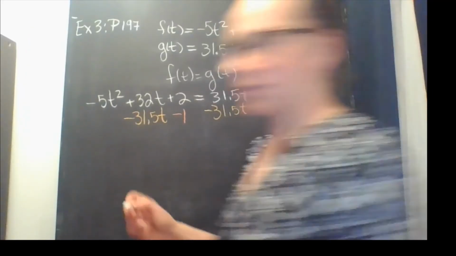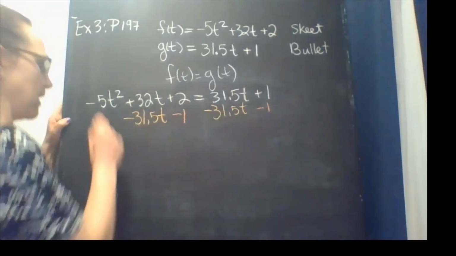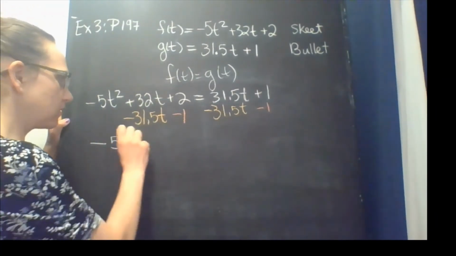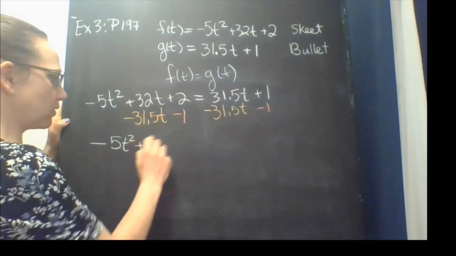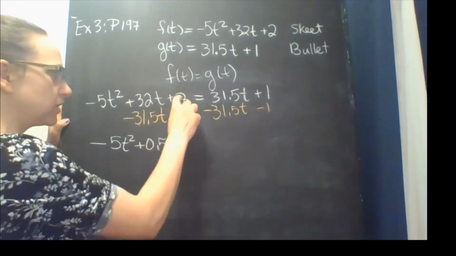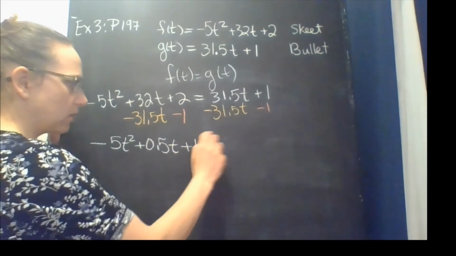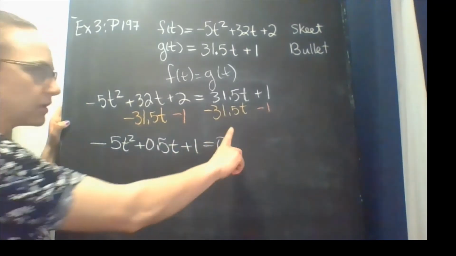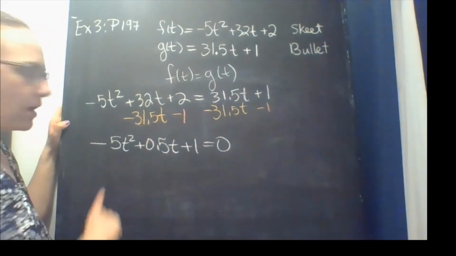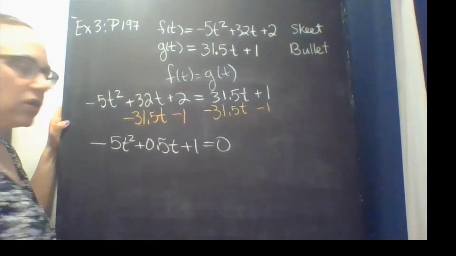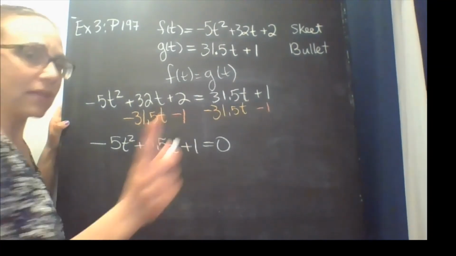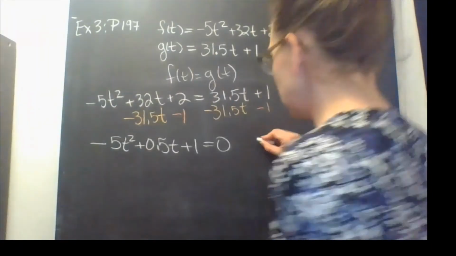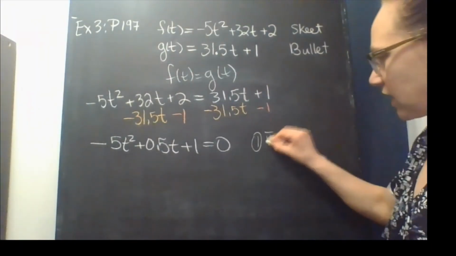Okay, so let's finish this up. Let's see what we have. We have negative 5t squared here. 32 minus 31.5 just gives us 0.5t. 2 minus 1 gives me 1. And that's all equal to 0 because all of this stuff has already come over here. Now I have a nice new quadratic that I can solve. Definitely not factorable, but that would have been one option, right? To solve for t, we could have factored it.